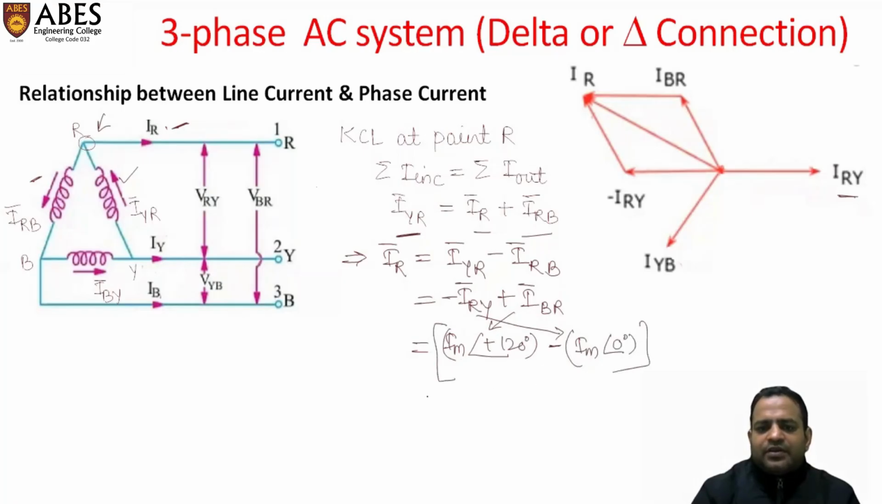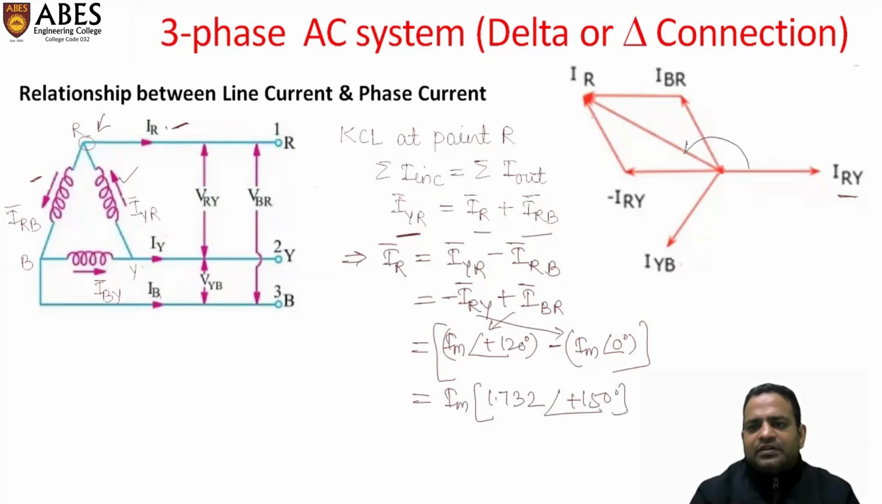Solve it by using a calculator. We can get the relationship IM 1.732 with an angle plus 150 degree, as shown here. This is 150 because these two currents are 120 degrees apart. This is our IR current.